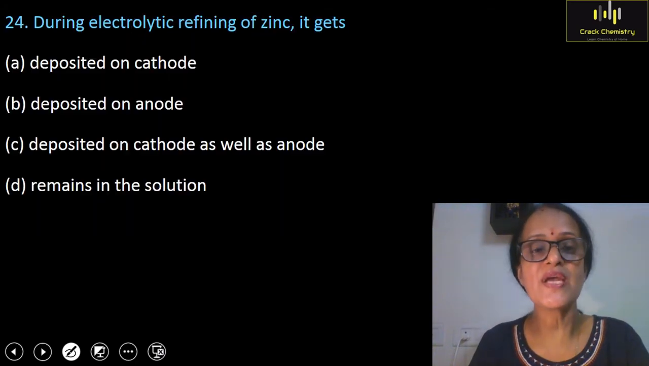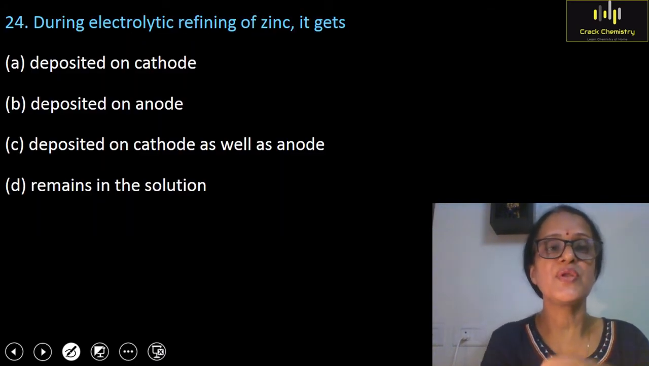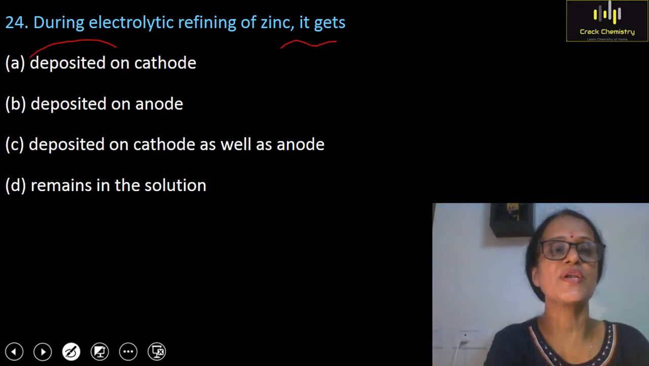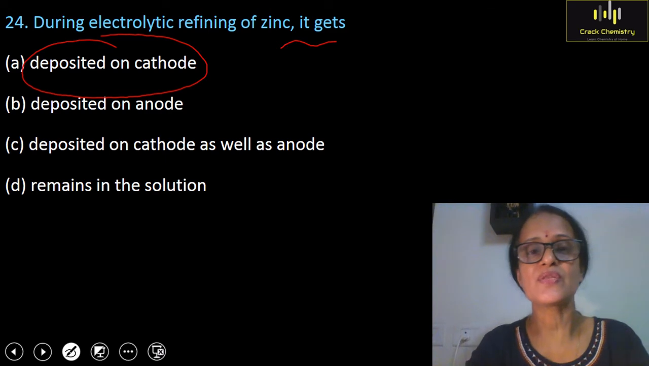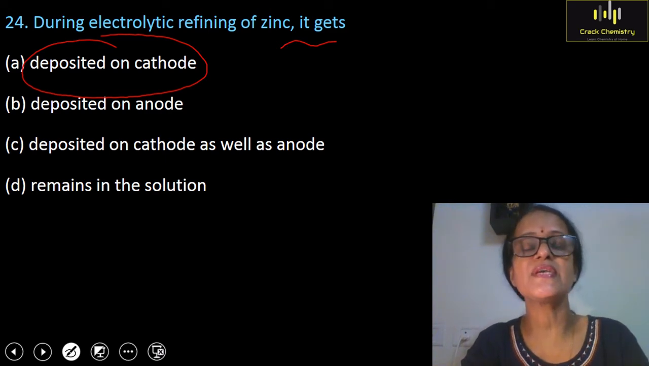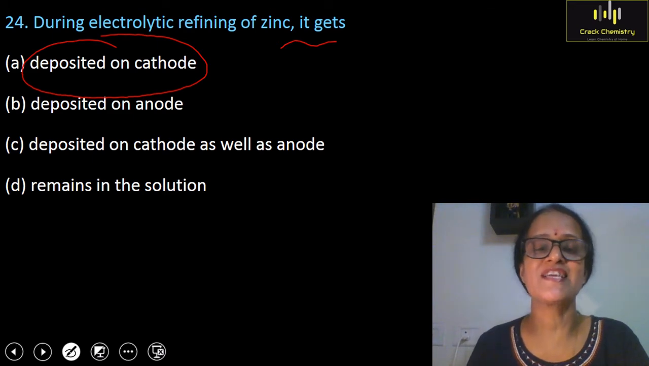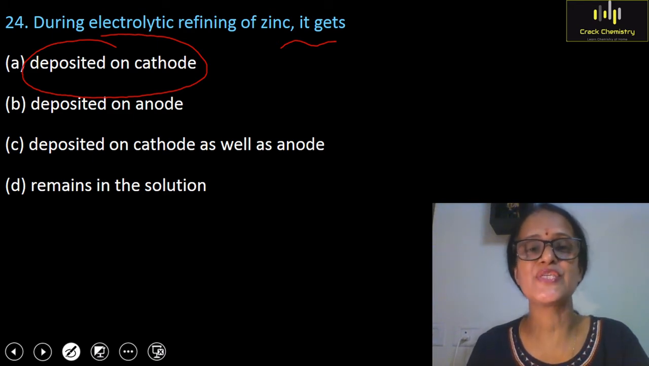So if you look at your question, you can see that during electrolytic refining of zinc, it gets deposited on cathode, because on cathode, zinc ion from the solution takes 2 electrons, will undergo reduction and will be deposited at cathode. I hope it is clear to you.